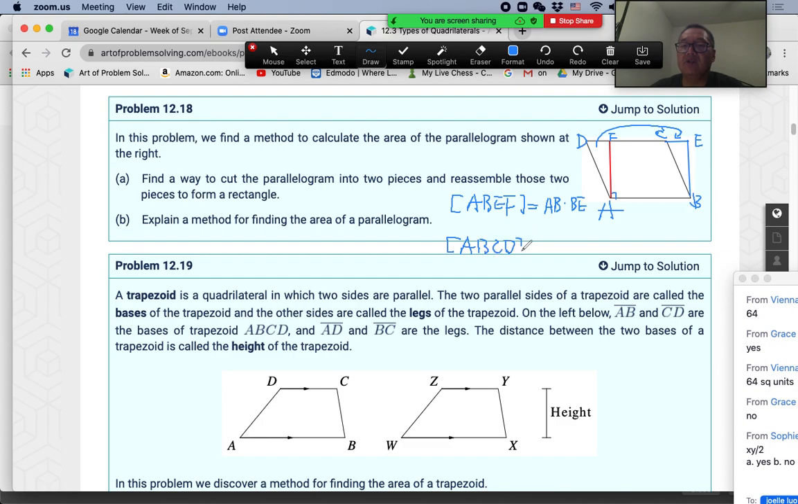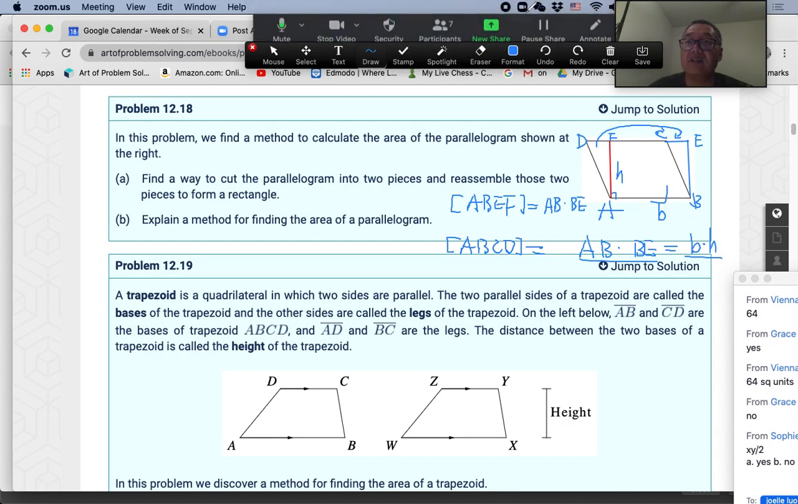This one also equals this. So that means the area of a parallelogram equals the base, you can consider AB as the base, times the altitude BE. Okay, this is a formula to calculate it. Suppose this one is the altitude, this one is the base. The area of a parallelogram equals base times height. Right?